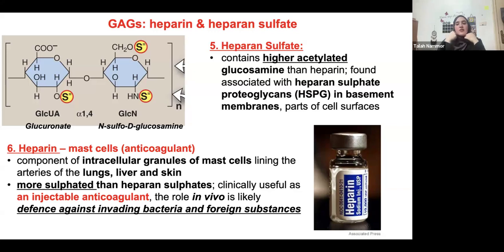So mast cells are part of our immune system. They're not only active in hypersensitivity reactions, or when you have a reaction to something you're allergic to. They can also help in fighting bacteria and foreign substances like fungi and whatever. Okay, so again, heparan sulfate is more acylated than heparin, while heparin is more sulfated. So when you look at the options, when you see sulfate beside the name, just know that it's more acylated. While when you don't see a sulfate, it's more sulfated.